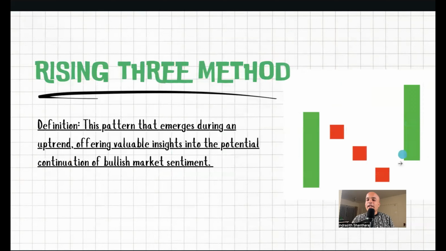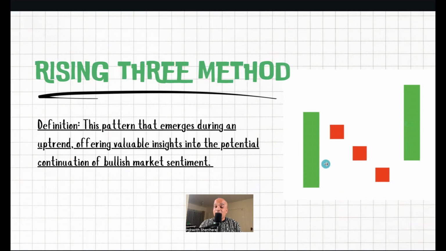Now, the rising three methods pattern emerges during a strong uptrend, and it indicates the potential continuation of the uptrend. It comprises basically five candles. The first one is a big green candle followed by small red candles, and the last one is also a big green candle. This particular pattern usually comes in an uptrend.